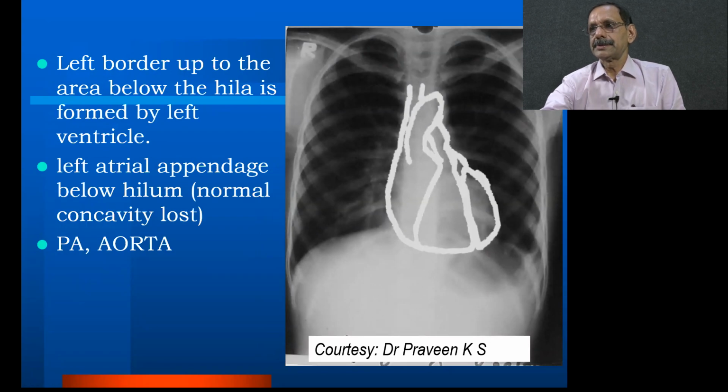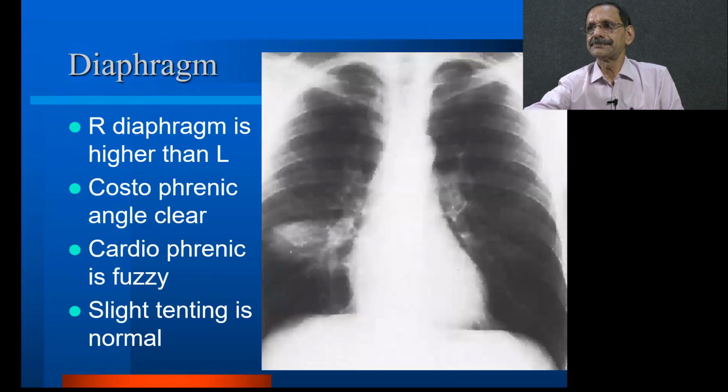Now coming to the left heart border, this is aorta that is folding out. So this is the aortic knuckle, this is the pulmonary, and here we generally expect a concavity. Here there is a bit of bulging, that is the left atrial appendage, and this is left ventricle. So this will be discussed in the next session.